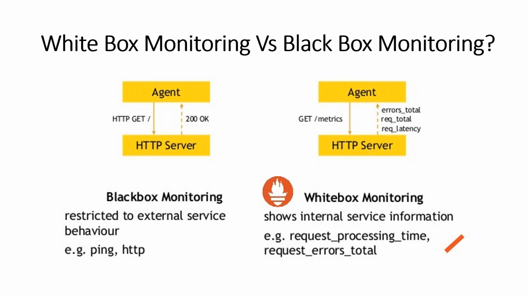That means from the external services. It is restricted to external service behavior, such as pinging HTTP and so on. In white box monitoring, you are getting request processing time and total request errors. In order to set up white box monitoring, you have to monitor the Apache internals. But to set up black box monitoring, you just need a network ping or HTTP check at a high level. So this is black box and white box.